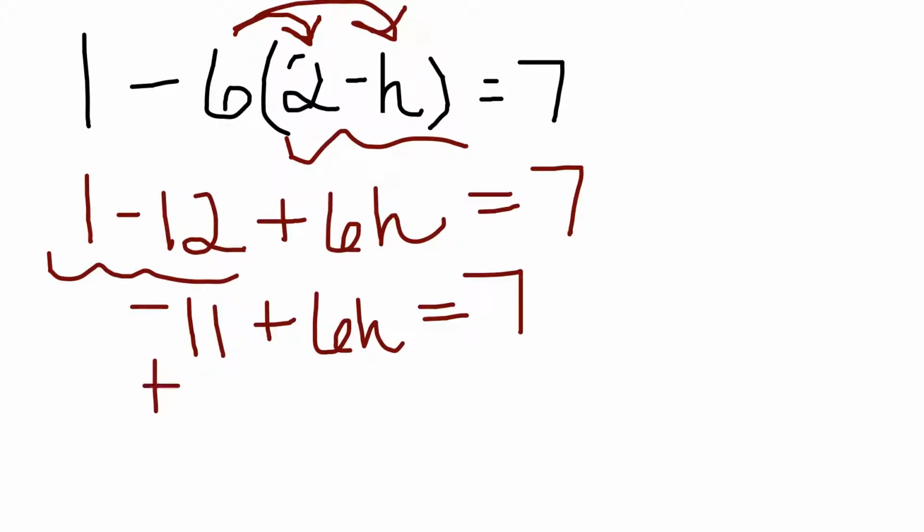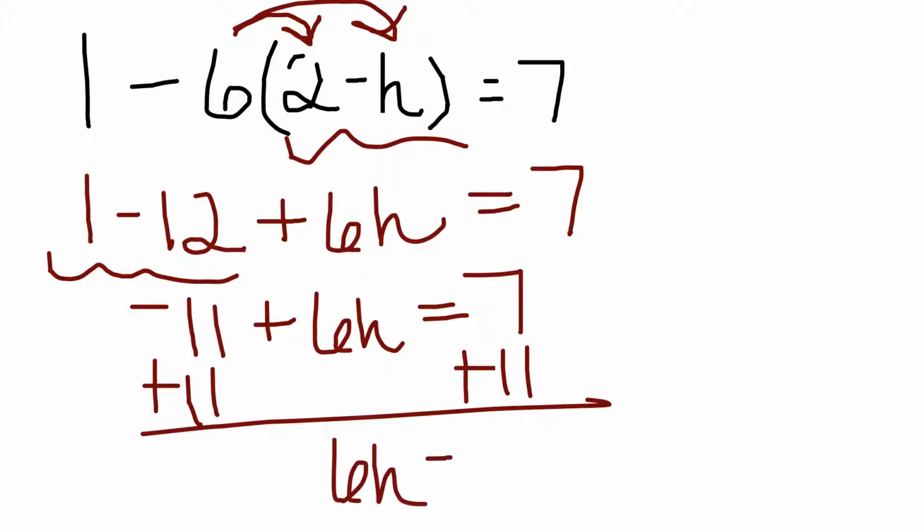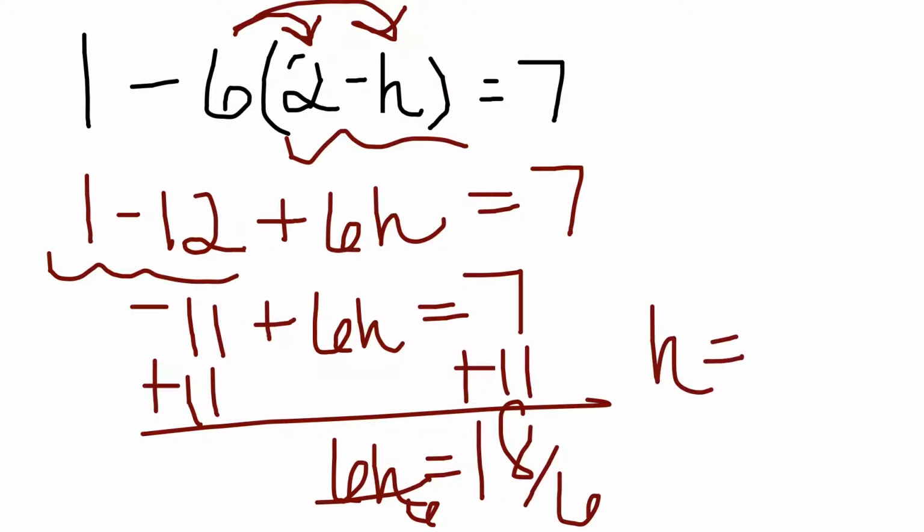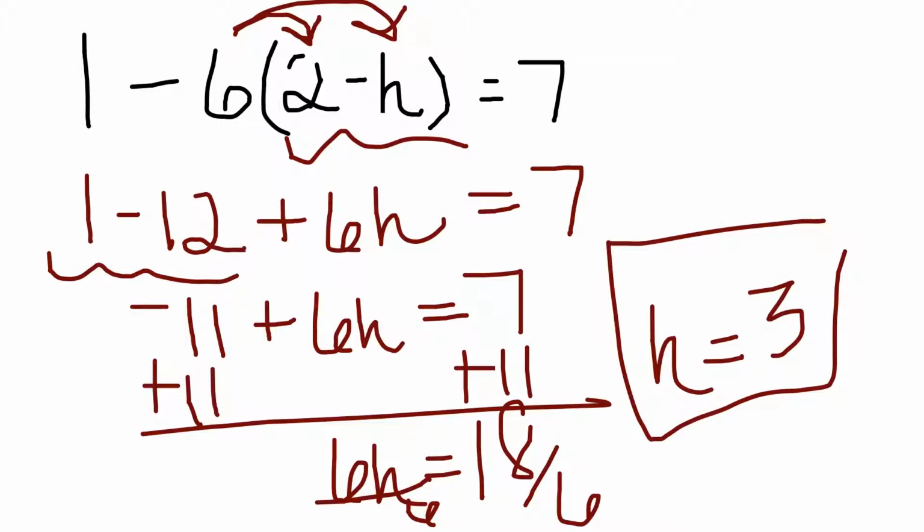I'm going to add 11 on both sides to get 6h equals 18. And then I divide both sides by 6 to get h equals 3. And again, I could plug that 3 back in for h and see that it gives me a true equation.